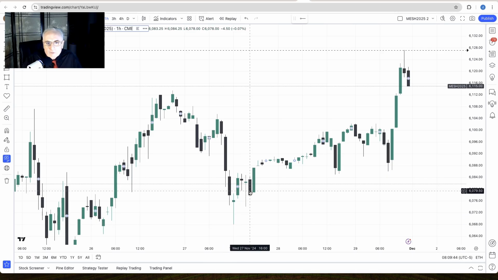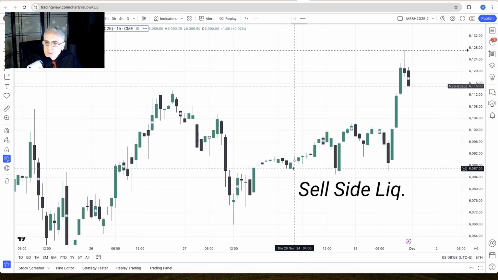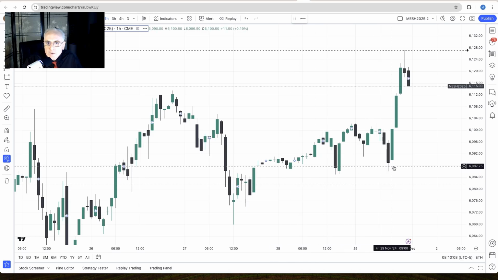Okay. And then we go into Wednesday and we're out of Wednesday right here and we just are consolidating. But what do you have on this line here? Relative equal lows. And where is that line? Let's just call it 6087 relative equal lows. Sell side liquidity. This is where it's vacationing right here.